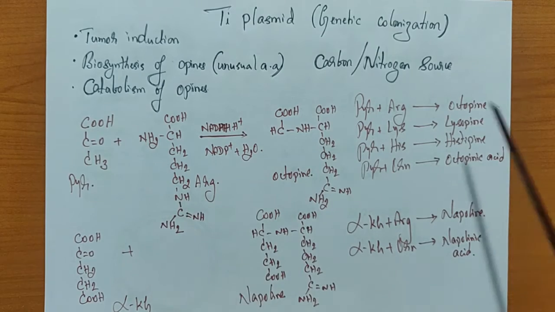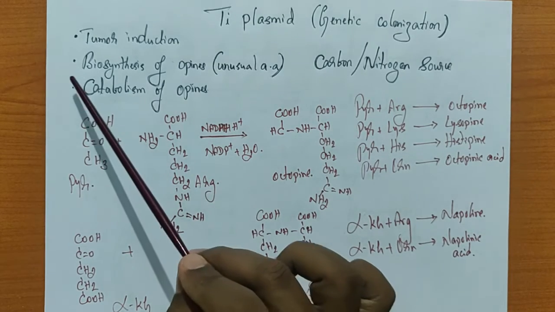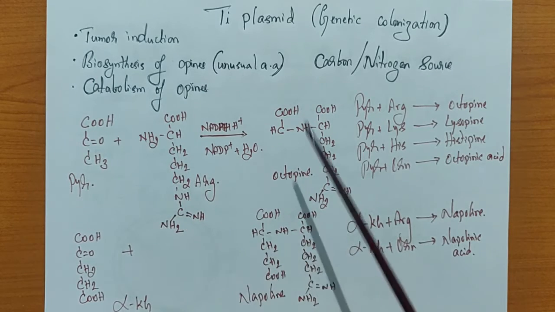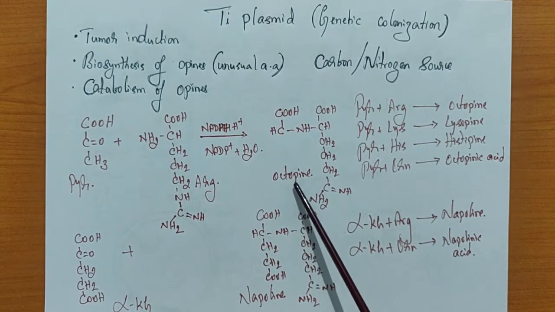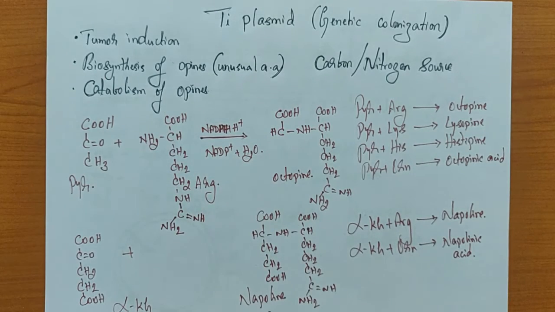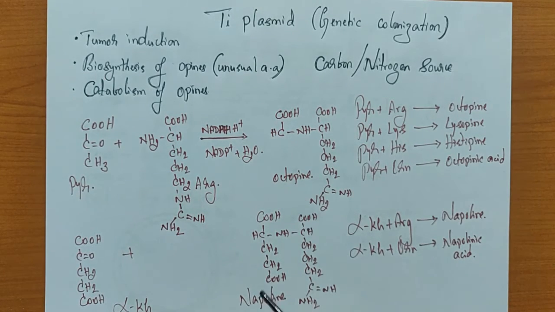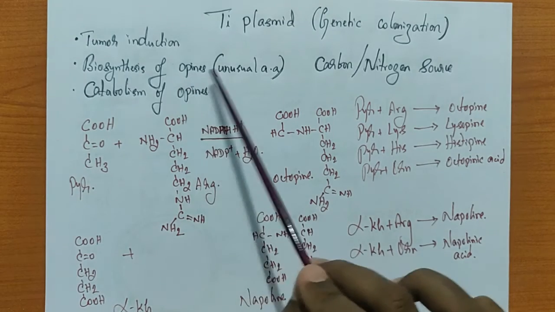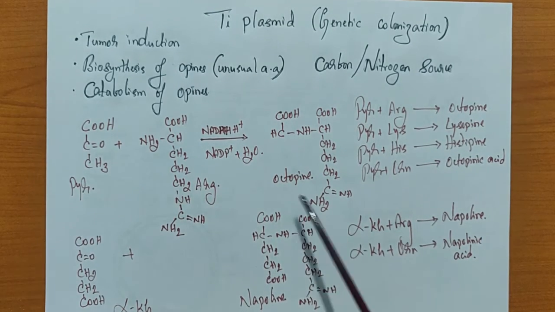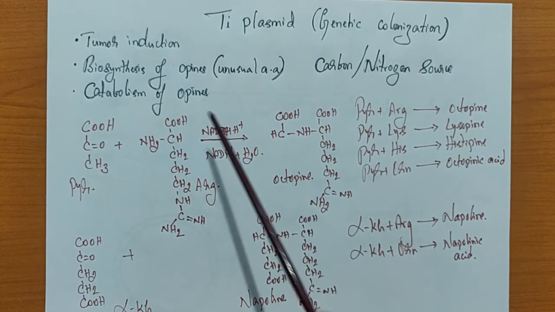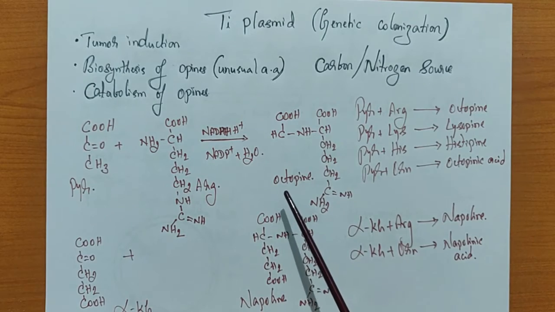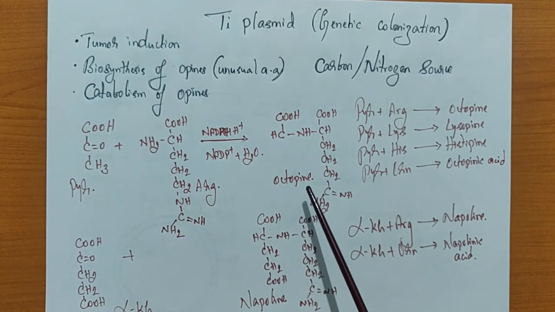On detailed characterization, they found that some of the Ti plasmids will end up in the synthesis of octopine, and others will end up in the synthesis of nopaline. Both octopine and nopaline are opines, which are unusual amino acids. What exactly happens? In the case of octopine, this Ti plasmid has a very important enzyme called octopine synthase.